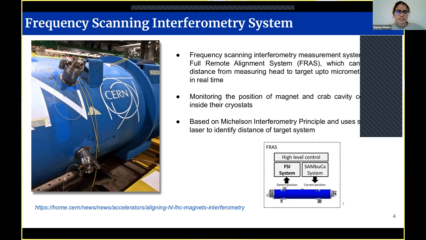On the left, you can see the laser source, and inside the cryostat, which is not visible, are the reflective targets. Based on the source and the target, using this technique, we try to know at what distance our component is lying. Then there is another feedback system, which you can see here. It's a Sambuca system which actually corrects the position. This talk mostly focuses on detecting the position of the system.